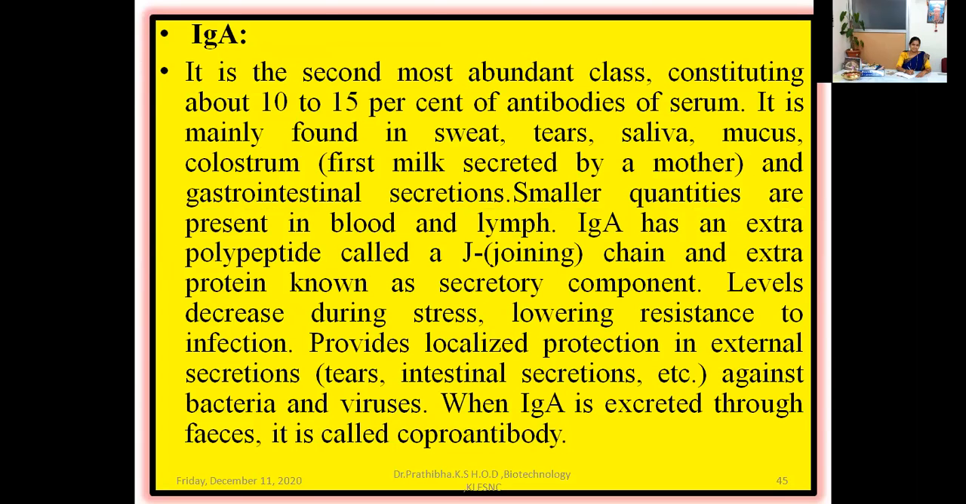IgA has an extra polypeptide chain called the J chain or joining chain, and an extra protein chain known as the secretory component. Levels decrease during stress, lowering resistance to infection. It provides localized protection in external secretions, for instance tears and intestinal secretions, against bacteria and viruses. IgA is excreted through feces. It is also called coproantibody.